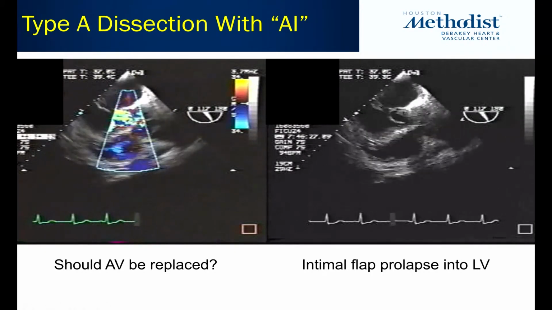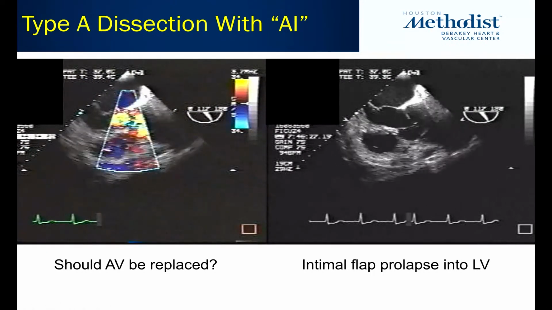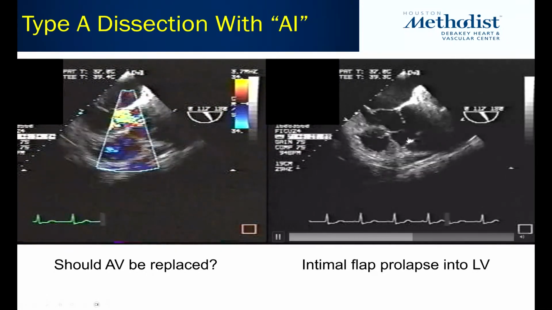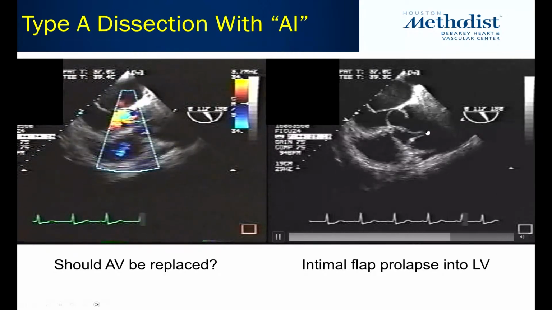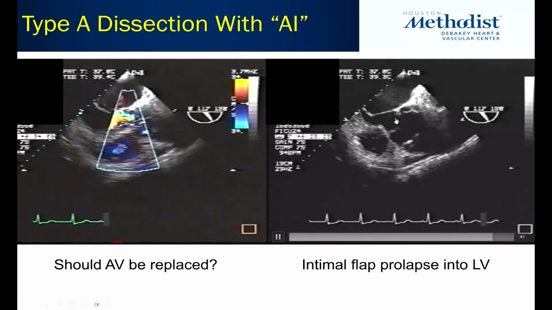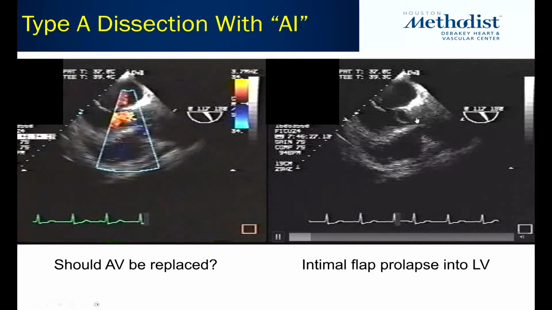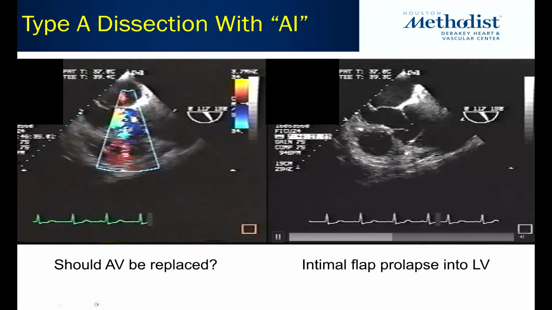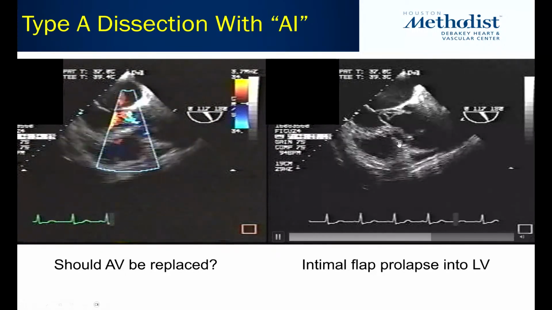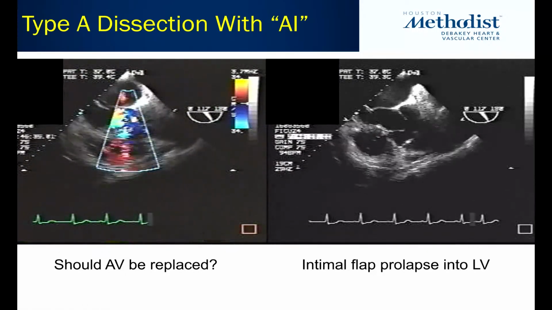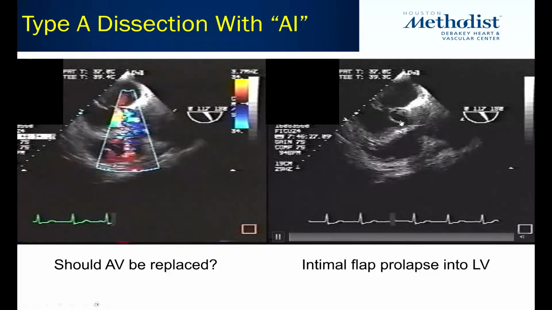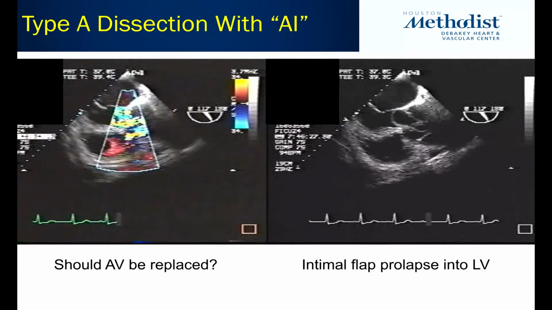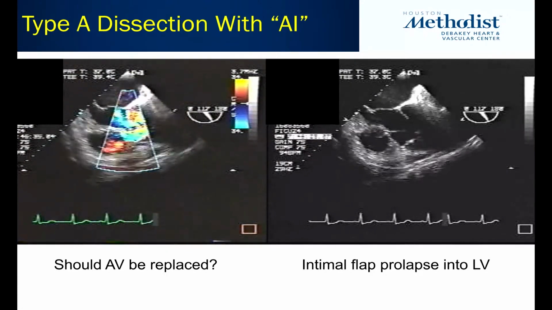TEE can be very helpful for the assessment of the aortic insufficiency and the cause of the AI, because not uncommon is not a valvular cause, but prolapse of the intimal flap into the LV outflow, and that, of course, is fixed by the surgery of the aneurysm, and you don't have to touch the aortic valve. So in the presence of AI, actually TEE can be sometimes quite helpful if you cannot assert whether it's valvular or is it just the prolapsing of the flap through the LV outflow.